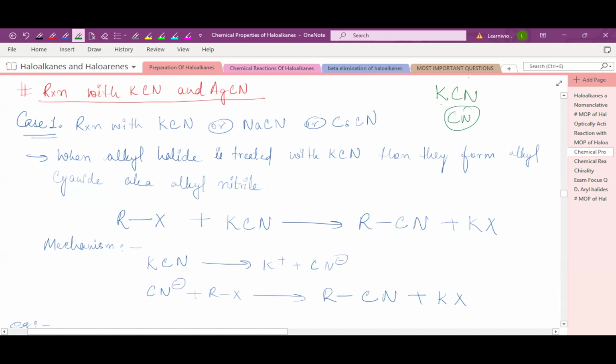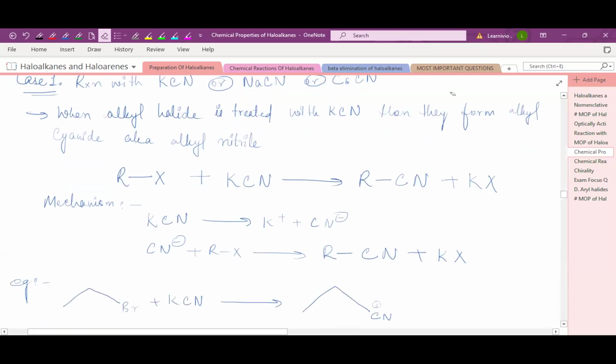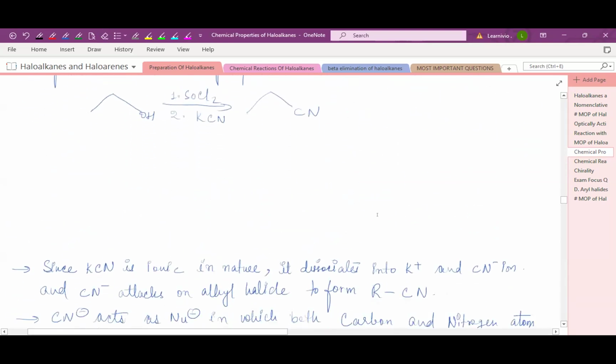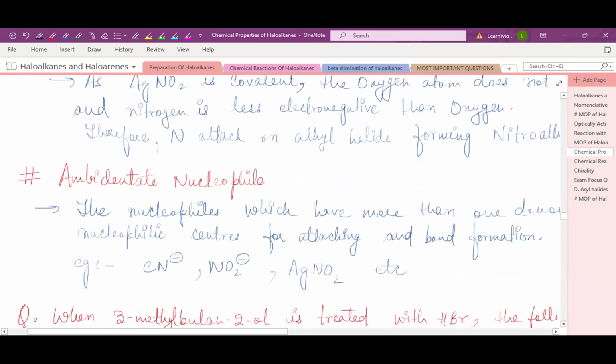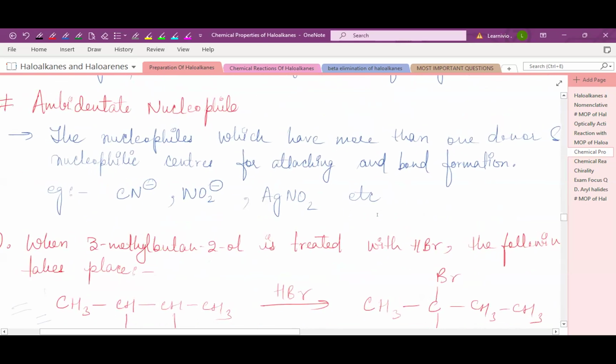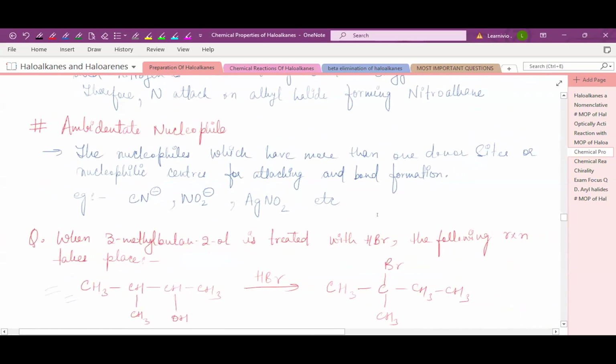You were not there in the previous class, so let me explain what is ambidentate nucleophile. An ambidentate nucleophile is the nucleophile which has more than one attacking site, a donor site. I think I have mentioned it over here. Somewhere I have written the definition; this is the definition of the ambidentate nucleophile. If you want to write, you can.